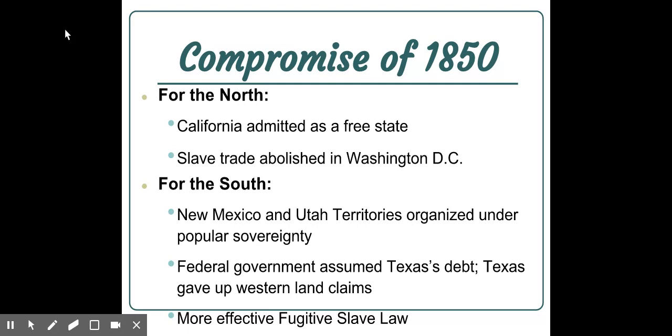Texas, we are going to assume Texas's debt, the federal government, and Texas has to give up some Western land claims. Also, we are going to see the Fugitive Slave Law, and we've talked about this. This is where if you knew of a runaway slave, or if you were a runaway slave in Northern Territory, you were going to be returned to your rightful owner.